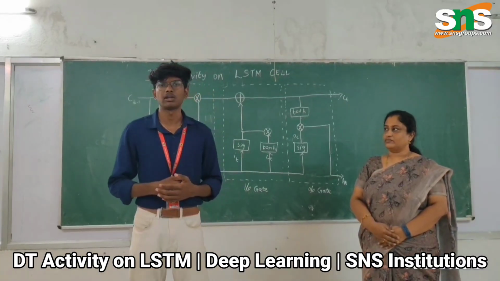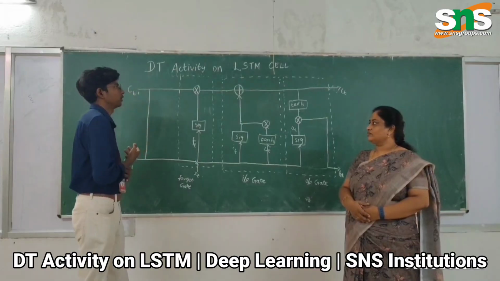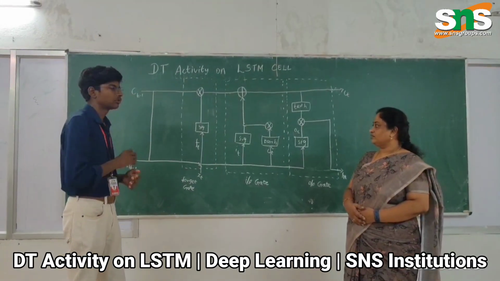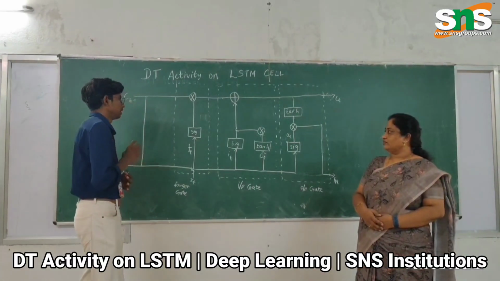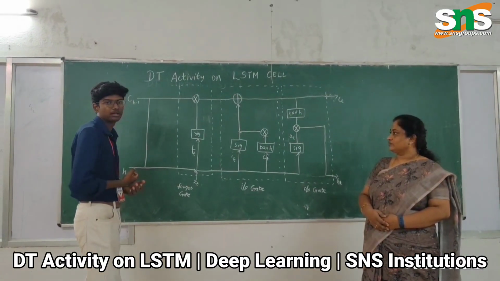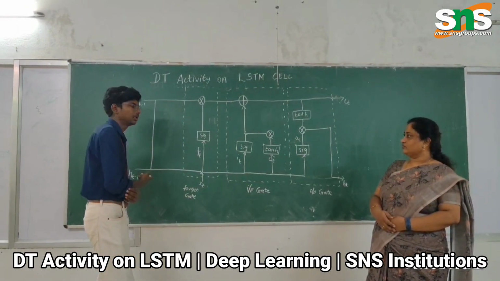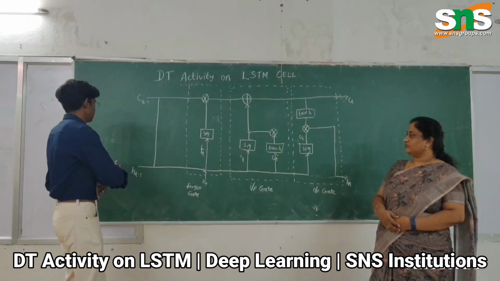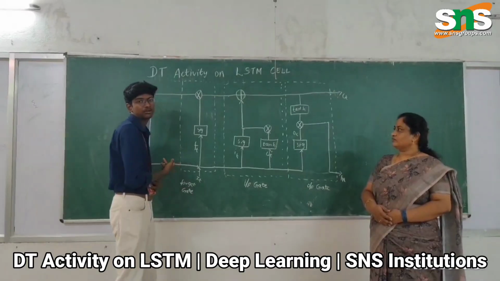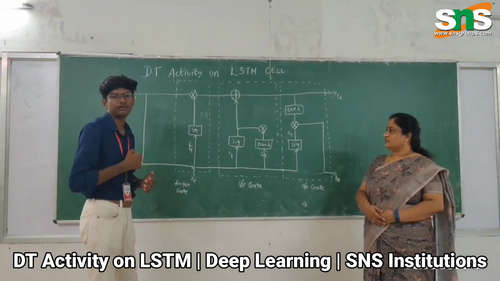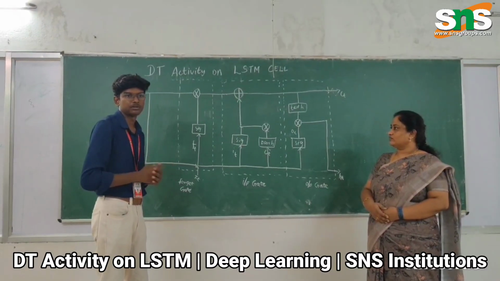Let's see the architecture of the LSTM. This is one cell of the LSTM model. In this LSTM model, they use a 3-gated architecture: forget gate, input gate, and output gate. First, this is the forget gate. In this forget gate, we have 2 inputs, and the 2 inputs are passed to the forget gate. In this forget gate, we decide what information we have to remove from the previous information.